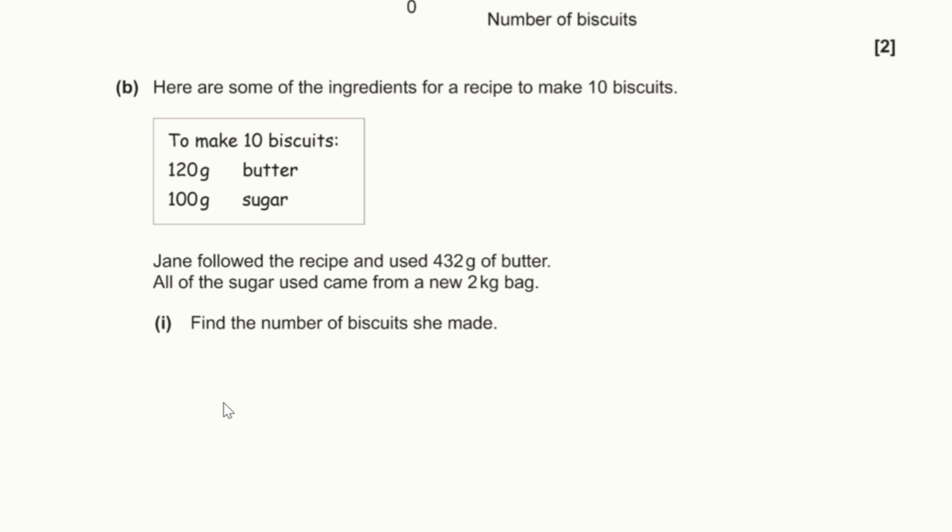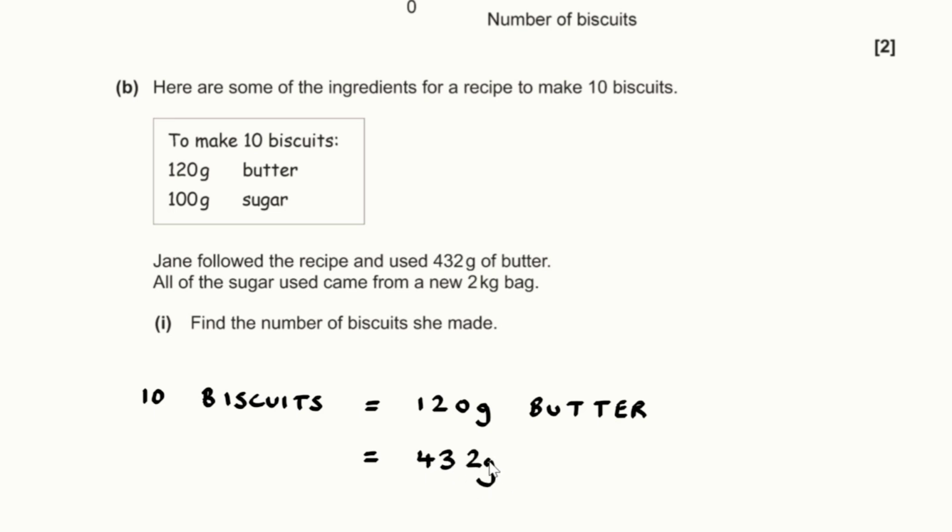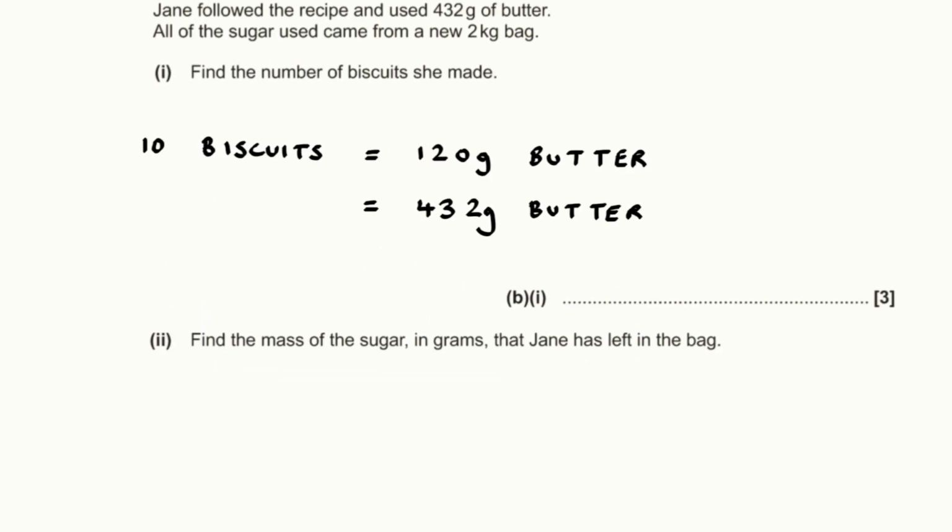What we are essentially saying over here is for 10 biscuits, we need 120 grams of butter. Now what's happened is we've used 432 grams of butter, and with this we need to find out how many biscuits we made. So how do we go from here to here?